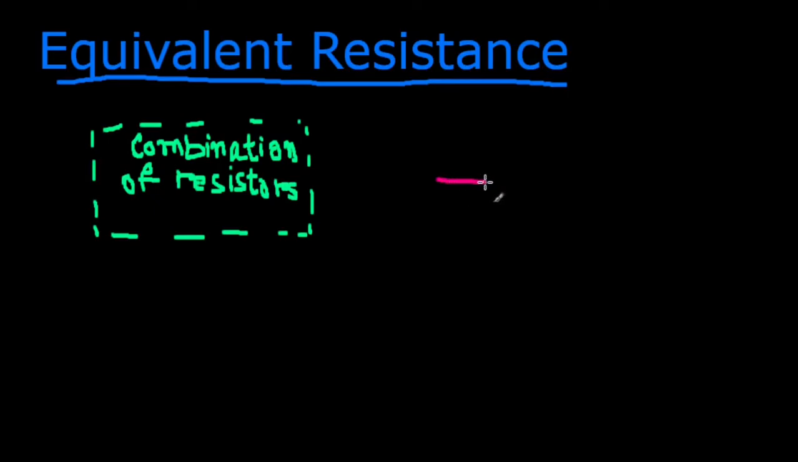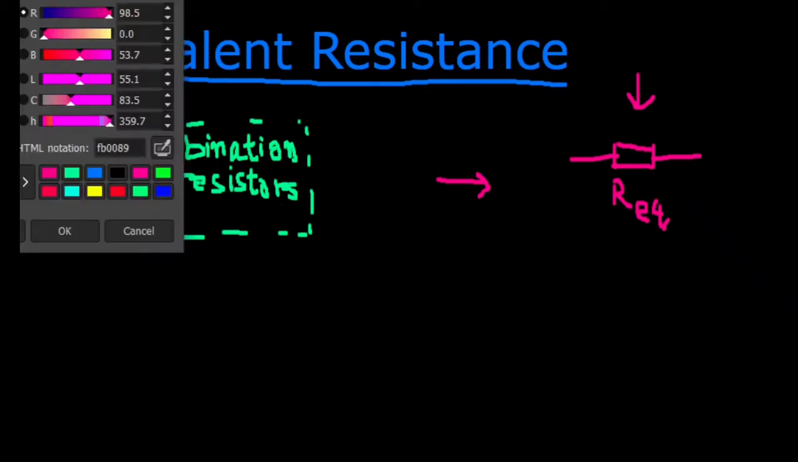try to find a single resistor such that this has exactly the same behavior as the whole combination. This resistance we often use the symbol R sub eq, the equivalent resistance. So this equivalent resistor needs to have the same behavior as this whole combination. Now, what do I mean by same behavior?